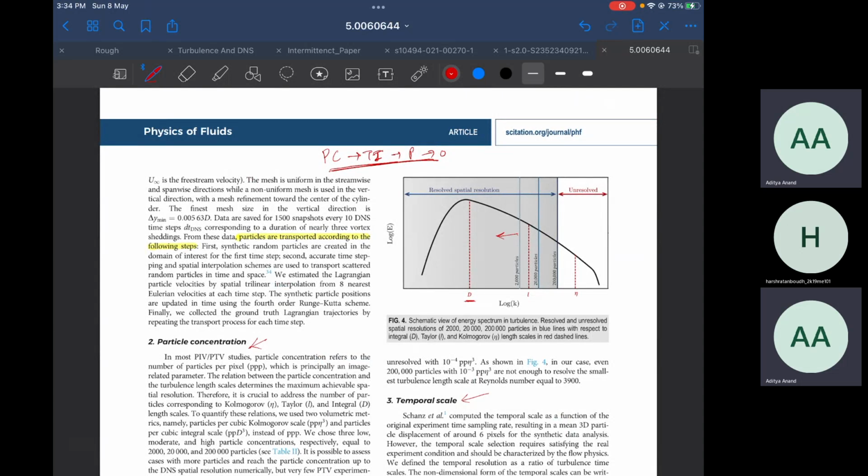Using 20,000 particles, they are also able to resolve the inertial range scales. If they use 200,000 particles, they get closer to the Kolmogorov scales, and they increase the resolved scales that are there in the flow. So by increasing particle concentration, they have increased the spatial scales resolved.